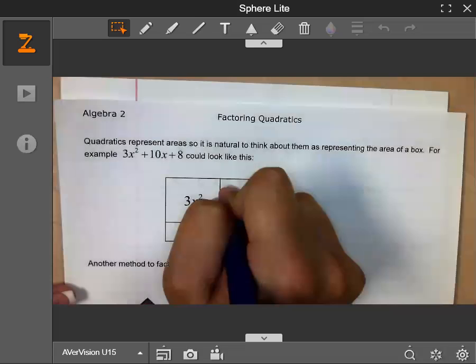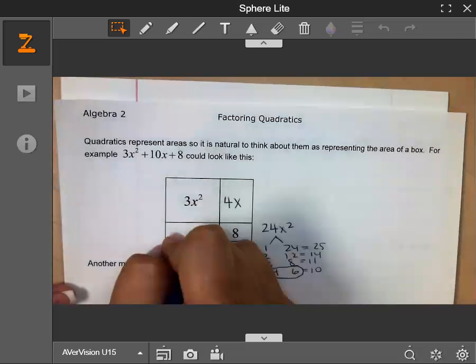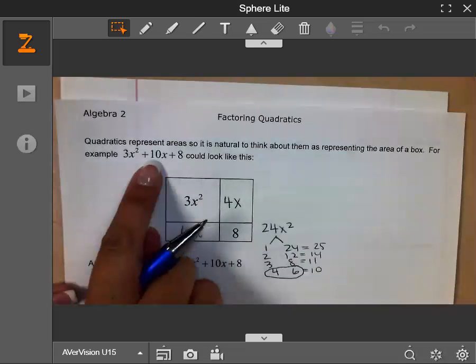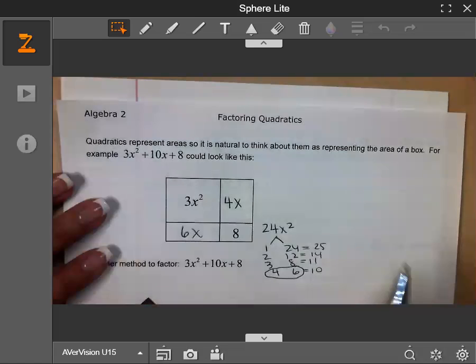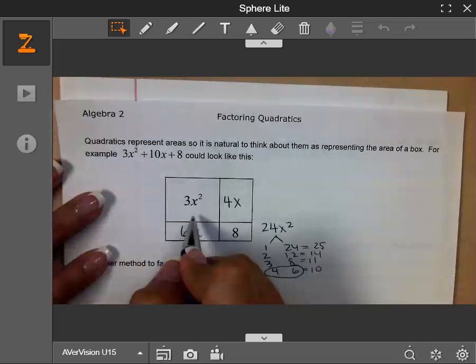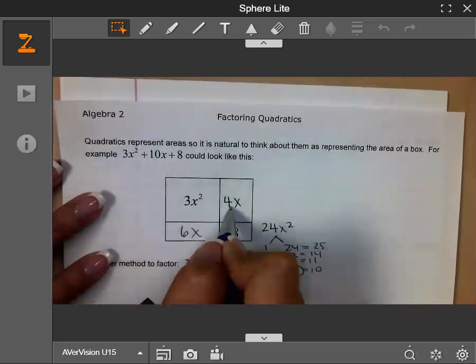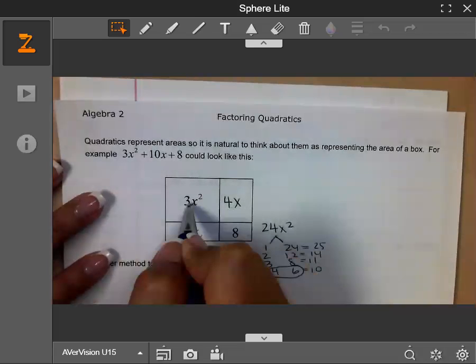Those are going to go in the box right here. 4x and 6x will give me that 24x squared when we multiply, and they will add up to be that 10x. Now we take out the greatest common factor out of each row and each column. In these two right here, we can take out an x.